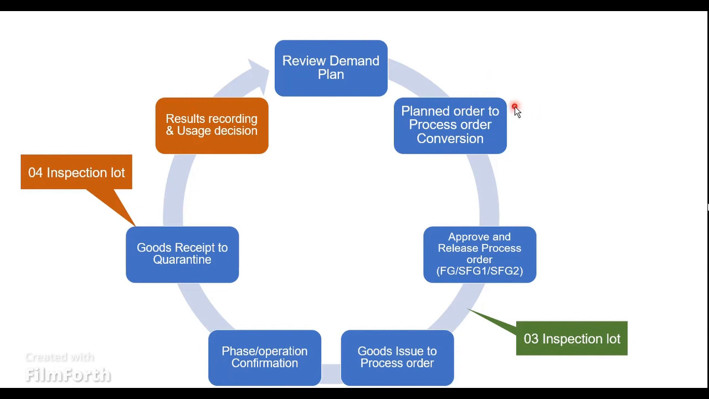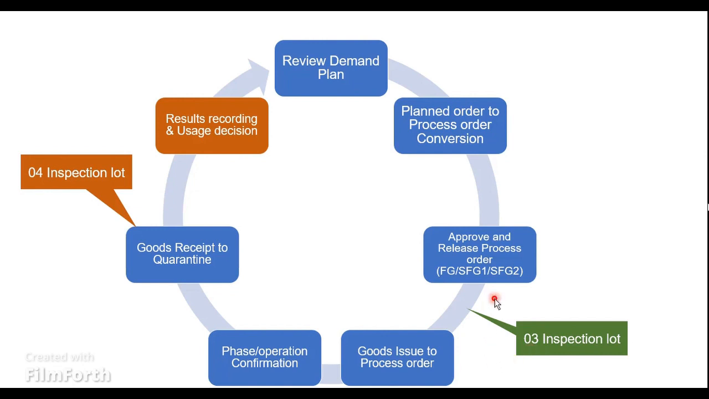Now the planned order has been converted into the process order, and to process the process order we might have a few steps to approve and release it. As soon as we release the process order to execute the manufacturing steps, an intermediate inspection lot can also be created. This is called an in-process inspection lot that has the inspection type 03. We will get into this in more detail maybe in a different video.